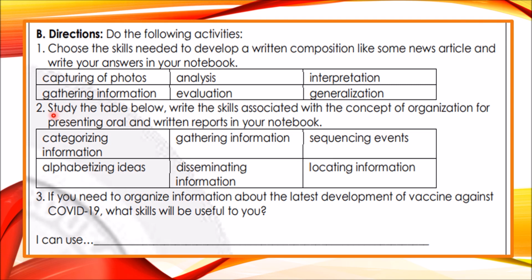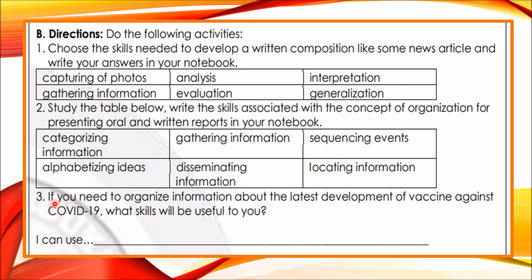So you have this gathering information, analysis, evaluation, interpretation, and generalization. For number 2, study the table below. Write the skills associated with the concept of organization for presenting oral and written reports in your notebook or on your answer sheets. Is it categorizing information, alphabetizing ideas, gathering information, disseminating information, sequencing events, or locating information? So you have to choose the skills there associated with the concept of organization.